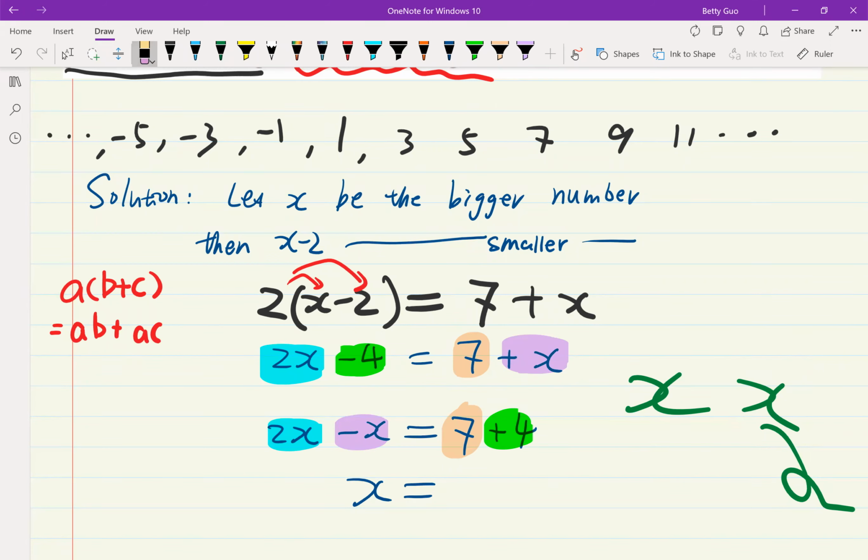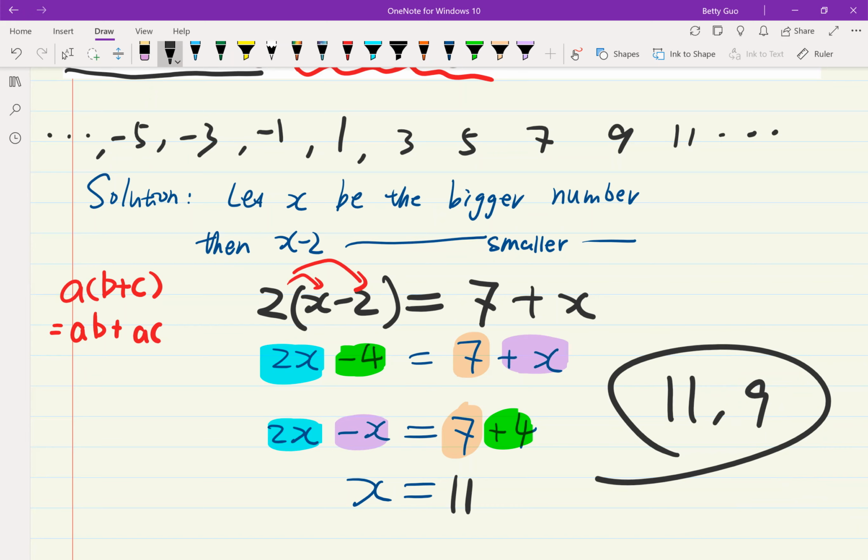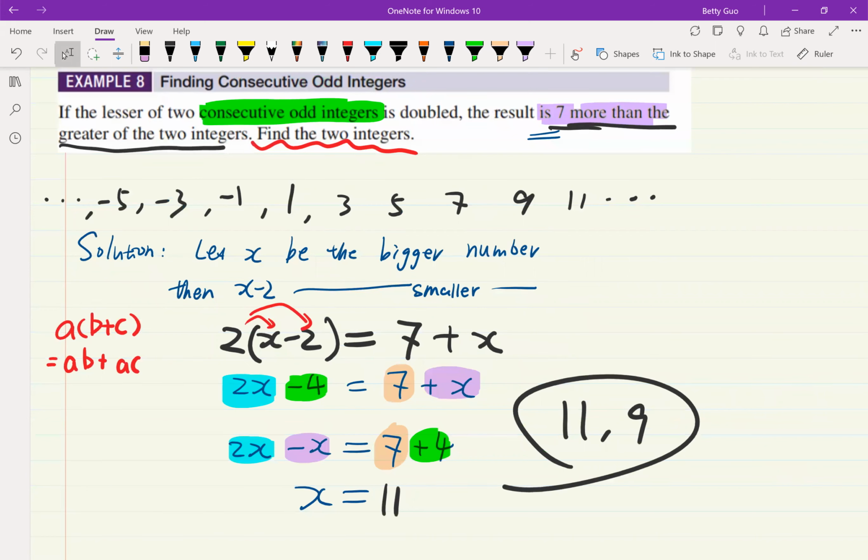What is 7 plus 4? 11, right? So 11 is the bigger number. Then 9 would be the smaller number, right? So the two consecutive odd integers are 11 and 9. Yes, they are consecutive. And the lesser one, which is 9, if it's doubled, then we have 18. 18 is 7 more than the bigger. 7 plus 11, 18, right? So it satisfies the original problem.